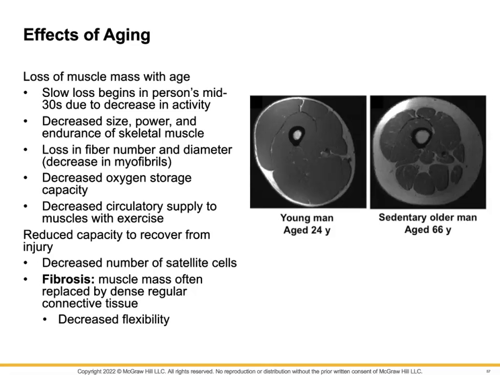There's also a reduced capacity to recover from injury because we have a decreased number of satellite cells. Satellite cells are not really stem cells, but they're just sort of undeveloped myoblasts that are not really muscle cells, but they can make muscle cells. So think of them sort of like stem cells, just not really. Now, when we start losing muscle mass, very often it's replaced with fibrous connective tissue, and that, of course, is going to result in decreased flexibility.